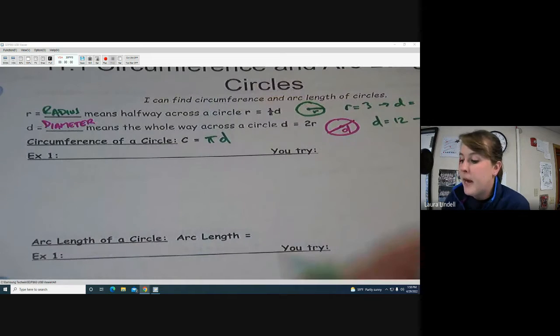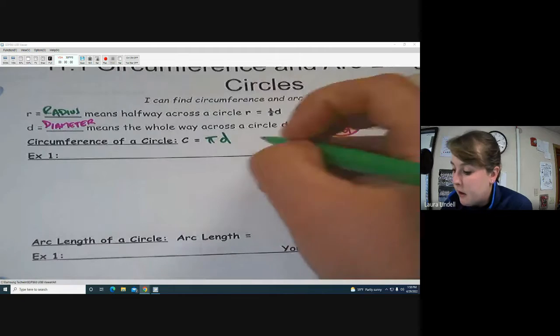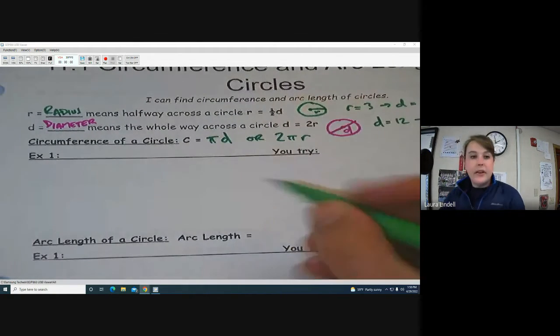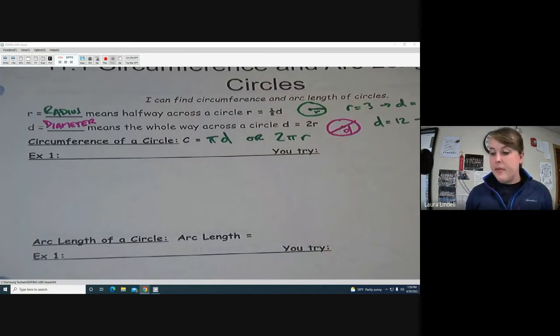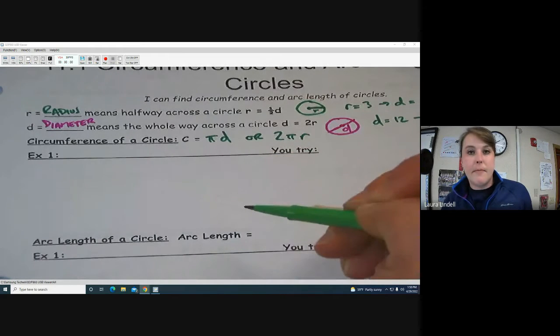So pi times diameter is one of our equations for the circumference. The other one you can use is 2 pi times the radius. And these equations are actually the same. It's just that 2 times the radius is the same thing as the diameter.